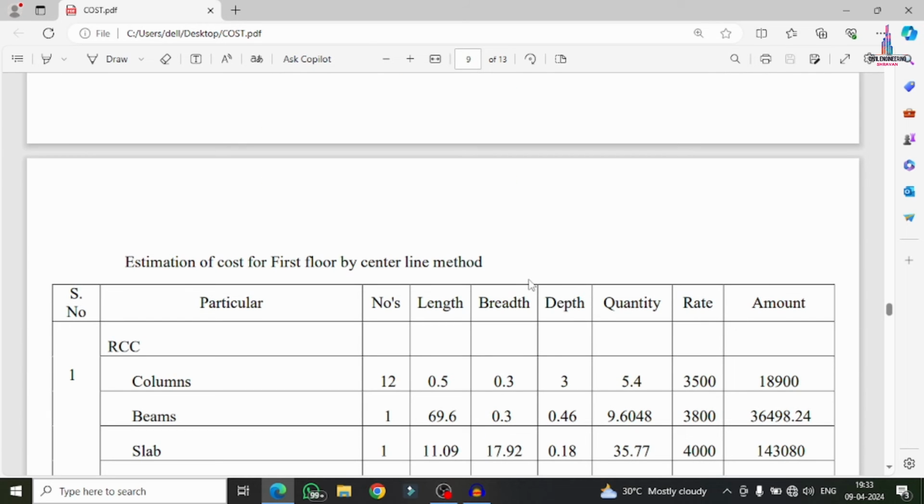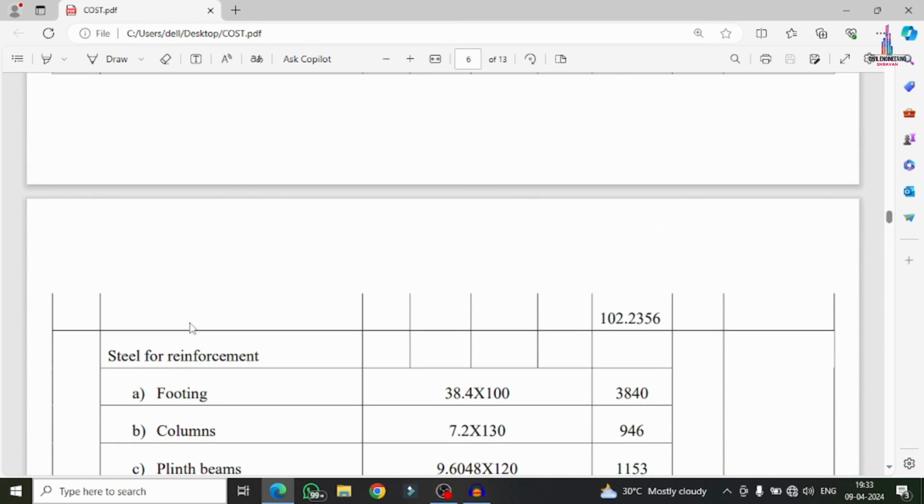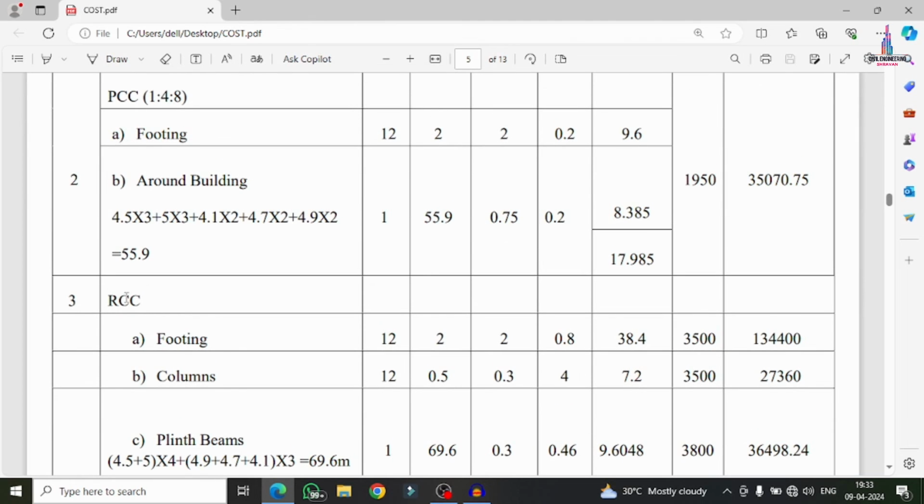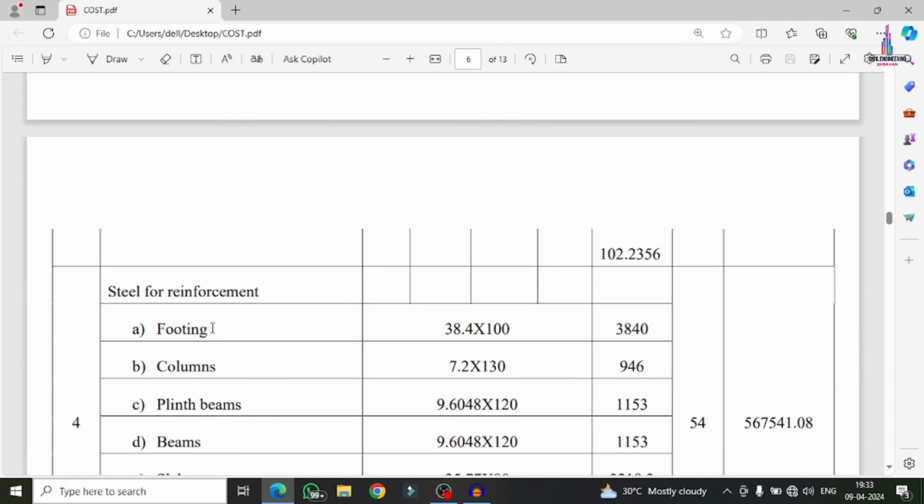In the same process, we have to consider the cost estimation for the first floor. But for the first floor, we have to continue from the RCC section only. Why? Because we don't have any kind of earthwork excavation, footing and RCC section in the ground floor section. We have to only consider from the RCC section. For the RCC section also, we have to consider only this step number 3.